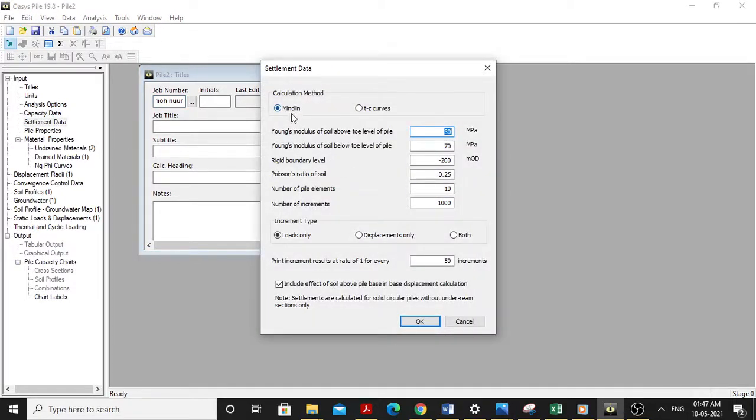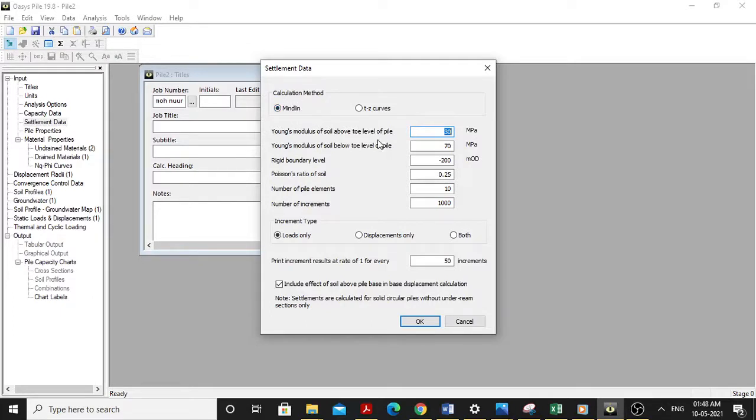In this, two types of calculation method are specified. One is the mean linear equation, and another is the TZ curves, and the TZ curves are used for finite element analysis, but here we don't want a complex analysis, and it is used for the most practical design case. But here we can use the mean linear equation.